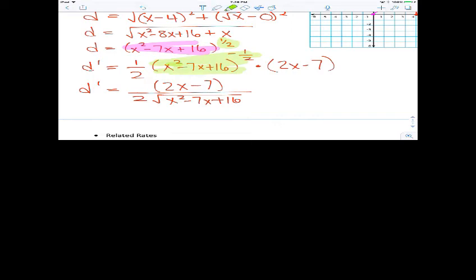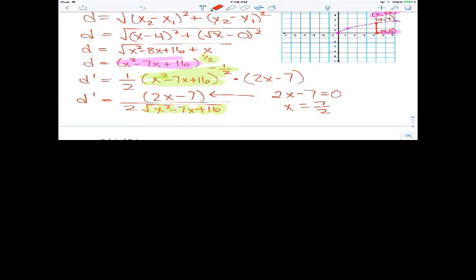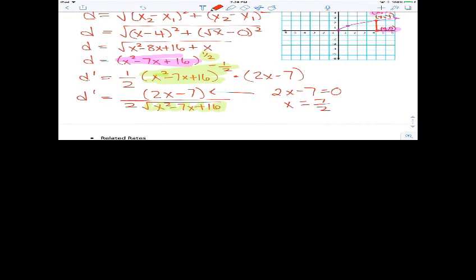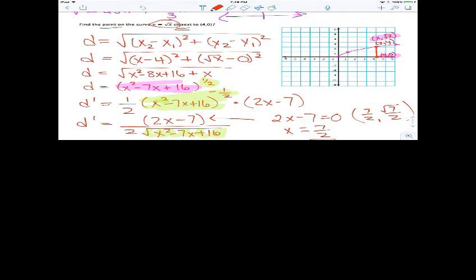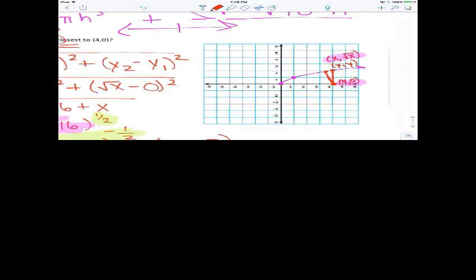So looking at this, I'm not looking for where the derivative is undefined because this is talking about a real quantity and we're not going to have this be undefined here. So really what I'm looking at is where the numerator equals 0. So 2x minus 7 equals 0. That means x equals 7 over 2. And I want the coordinate, right? Find the point. So now I need y, so y would equal the square root of 7 over 2. So my point here would be (7/2, radical 7/2). So what that means on my graph is that the point at 3.5 is actually the closest point to that.